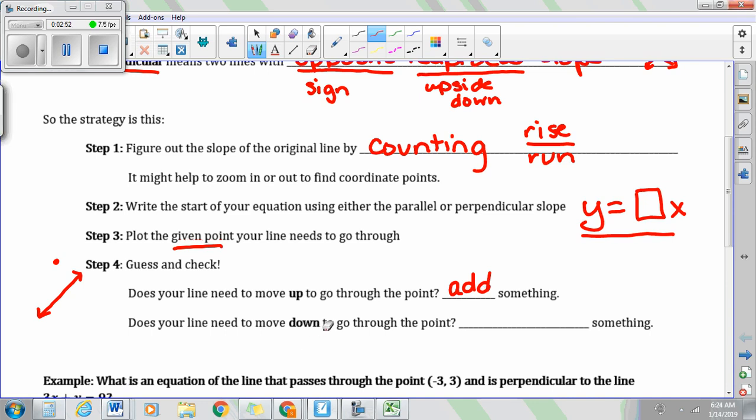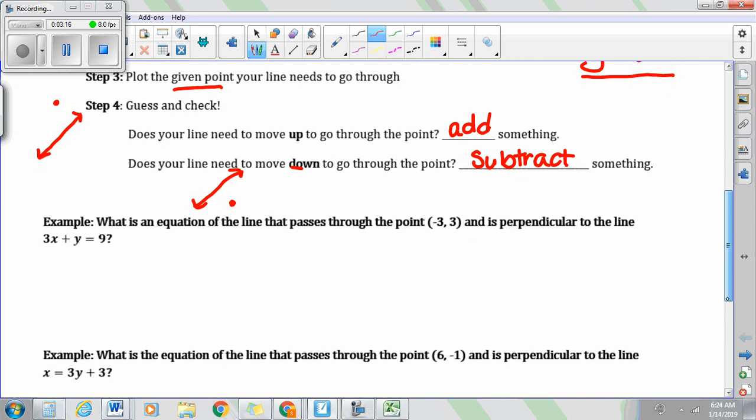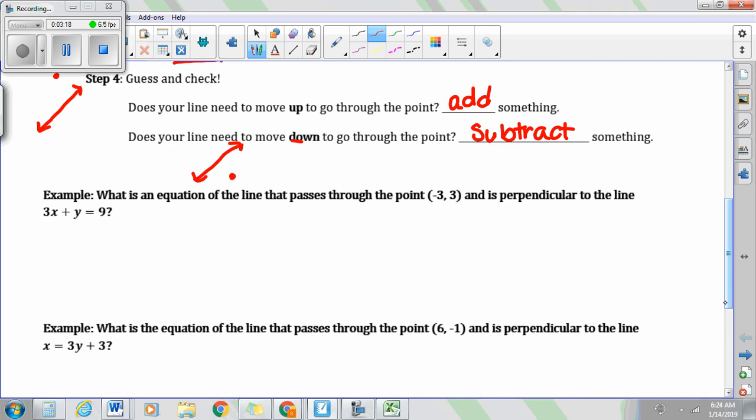If your line needs to move down to go through the coordinate point, so that might be something like this, you have your line, and here is the dot underneath it. You're going to subtract something. And again, this is guess and check, right? You are only knowing if you have to add or subtract and then fine tune it to get it to go through the dot. So make sure you've got Desmos pulled up and let's start in on this.